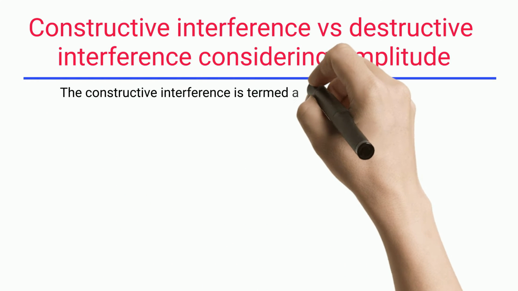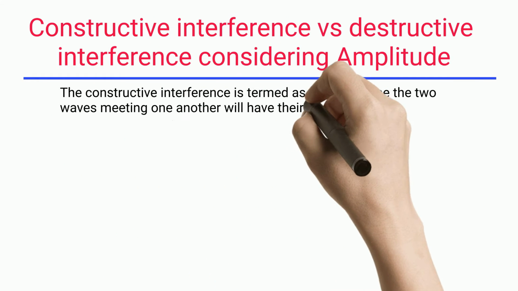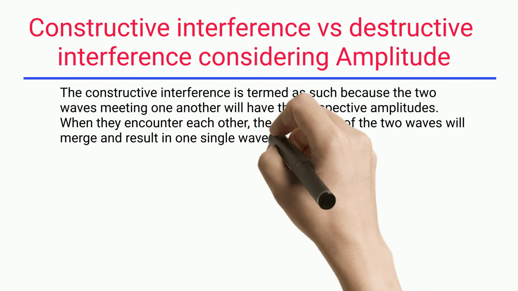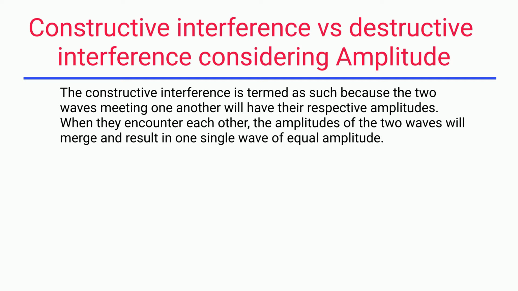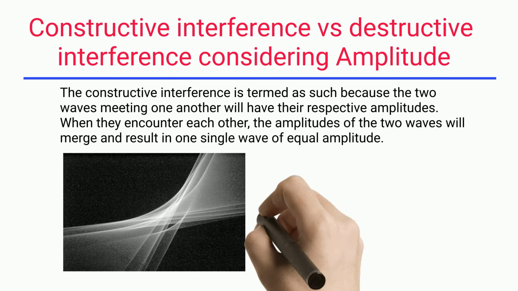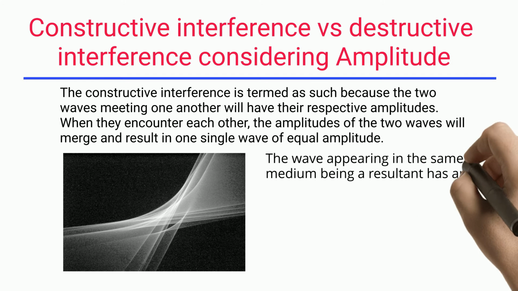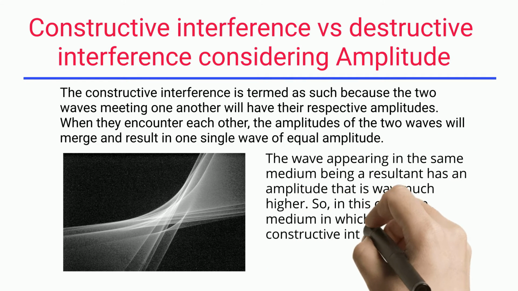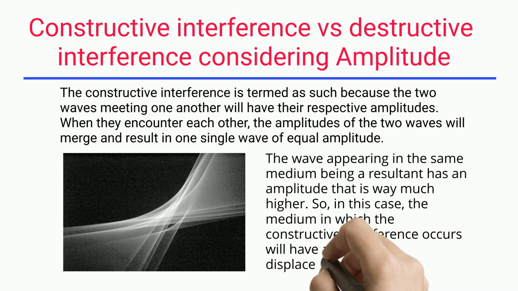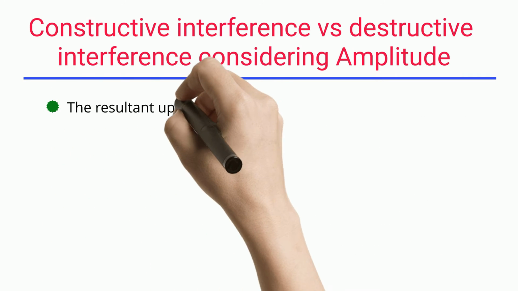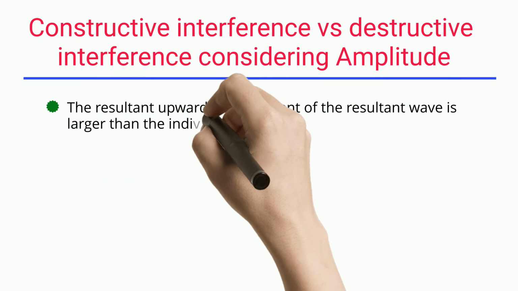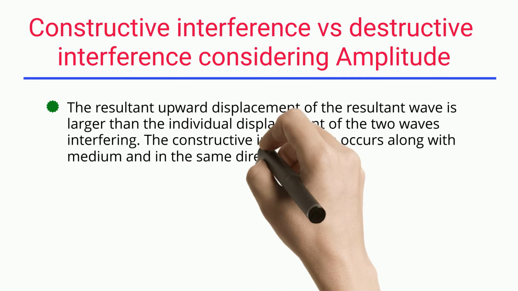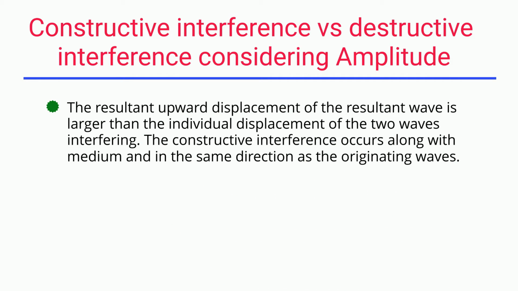Considering amplitude: constructive interference is termed as such because the two waves meeting one another will have their respective amplitudes. When they encounter each other, the amplitudes of the two waves will merge and result in one single wave of equal amplitude. The wave appearing in the same medium, being a resultant, has an amplitude that is much higher. So, in this case, the medium in which the constructive interference occurs will have an upward displacement. The resultant upward displacement of the resultant wave is larger than the individual displacement of the two waves interfering. The constructive interference occurs along the medium and in the same direction as the originating waves.